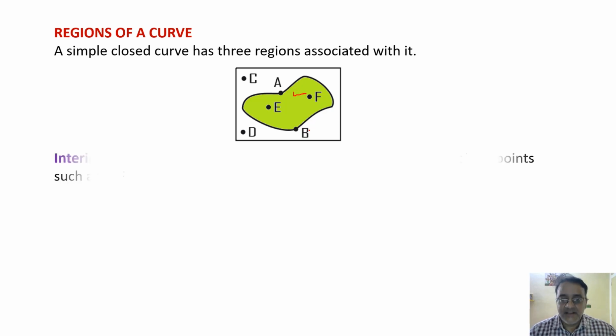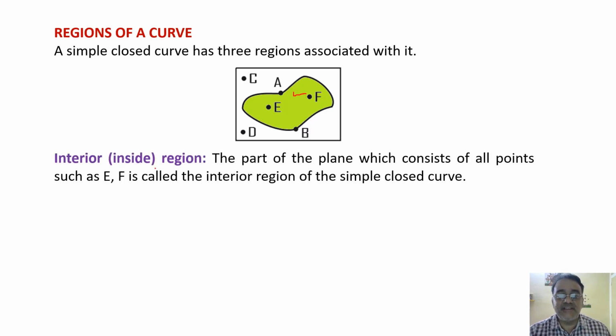And interior is also known as inside region, the part of the plane which consists of all the points such as E. See, two points are inside the curve. Okay, inside the curve. These two points are lying in the interior region of the closed curve, right?